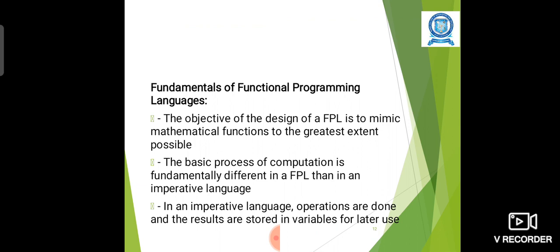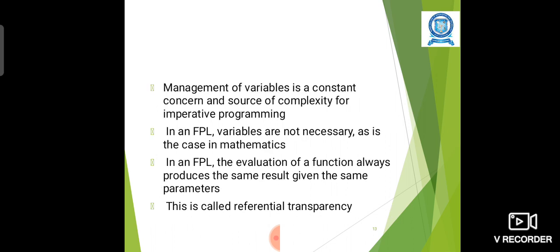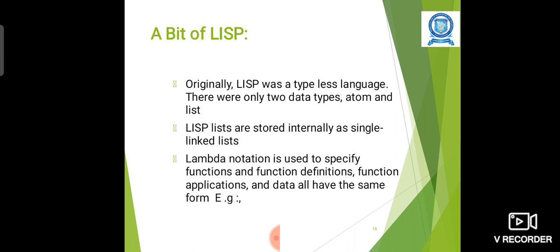Fundamentals of functional programming languages. The objective of the design of FPL is to mimic mathematical functions to the greatest extent possible. The process of computation is fundamentally different in FPL than in an imperative language. In an imperative language, the operations are done and the results are stored in variables for later use. Management of variables is a constant concern and source of complexity for imperative languages. In an FPL, variables are not necessary, as is the case in mathematics. The evaluation of a function always produces the same result given the same parameters. This is called referential transparency.